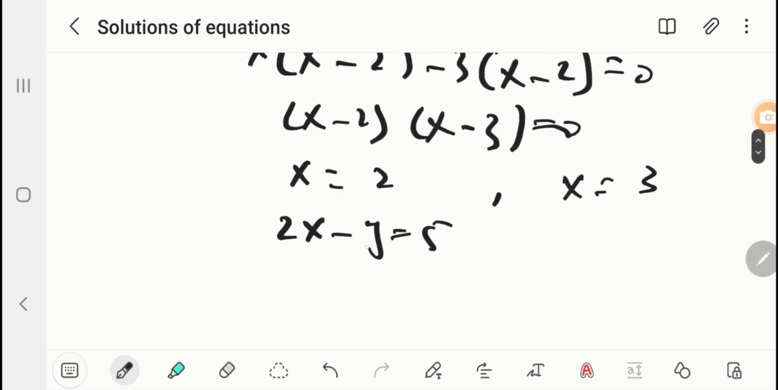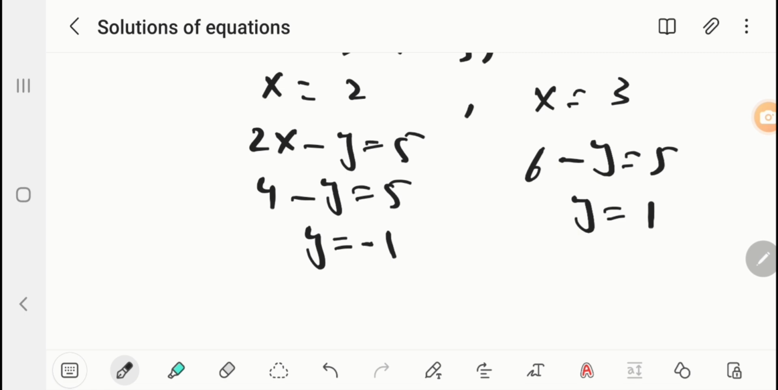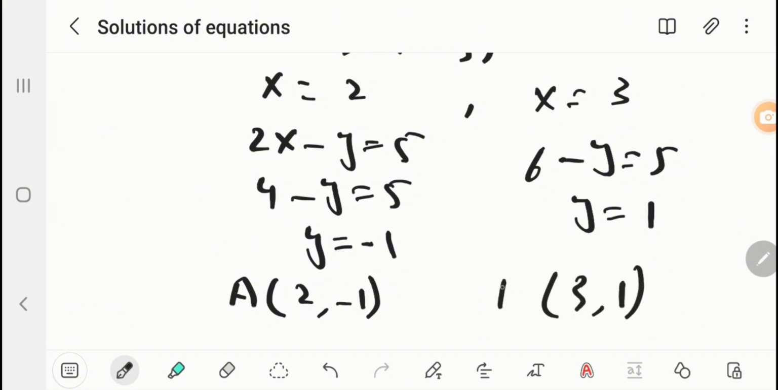By using x is equal to 2, it will be 4 minus y is equal to 5, and so y is equal to minus 1. And when x is equal to 3, it will be 6 minus y is equal to 5, so y is equal to 1. So the two points are 2 and minus 1, let it be A, and the other point is 3 and 1, let it be B. These are the two solutions of our given equation.